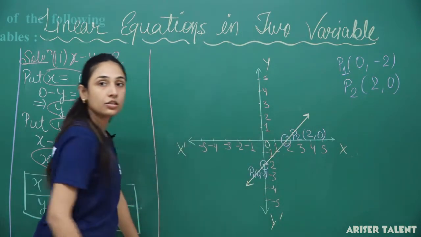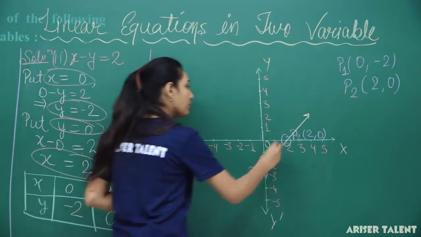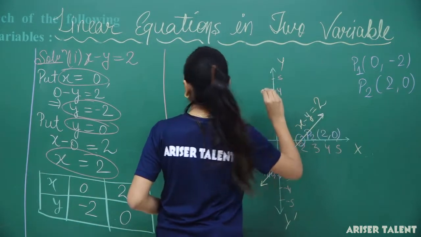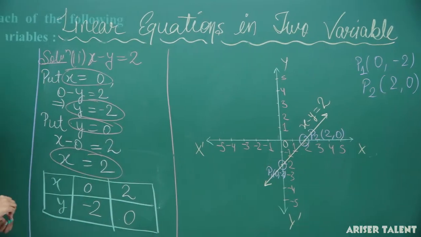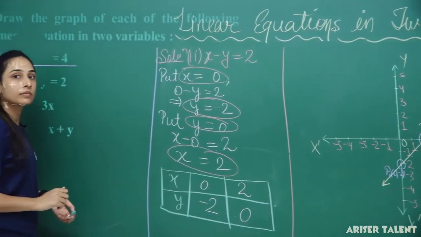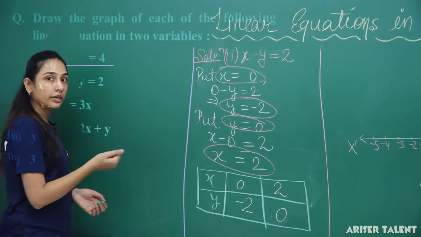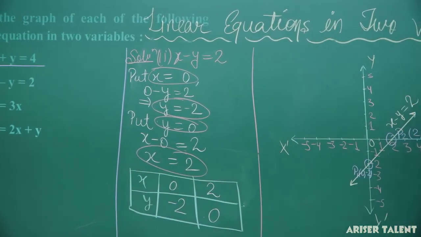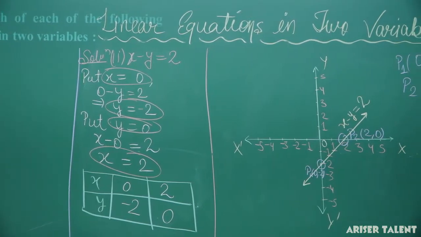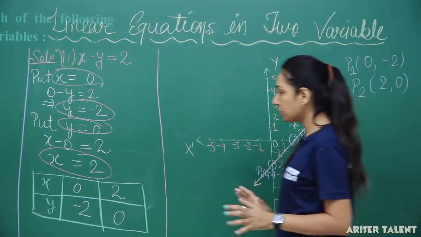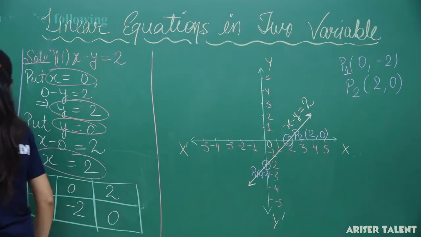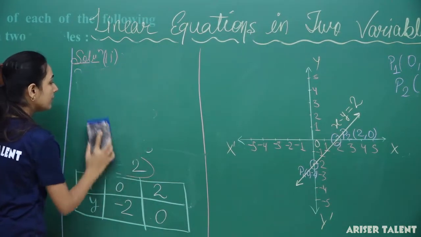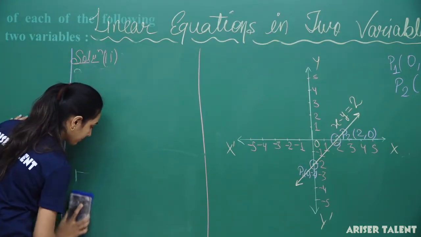Now this line is what? This line is x minus y equals to 2, right. So this is the graph. Okay, note it. Note it, students. So the graph questions are quite easy. Okay. So move towards the third one.